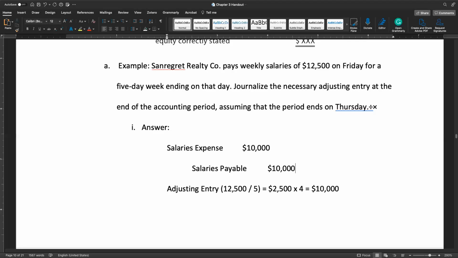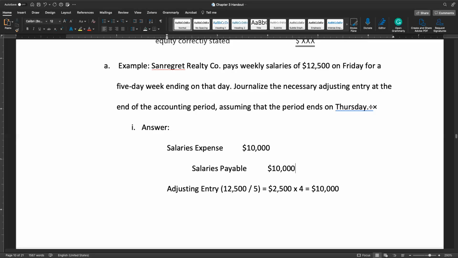If it was only Wednesday, if the accounting period ended Wednesday, instead of 4, we would multiply by 3. Okay? For the most part, you can assume it's going to be a 5-day week. So whatever the big number is, divided by 5, and that they're going to pay their employees usually on Friday, unless it specifically tells you otherwise. Okay?